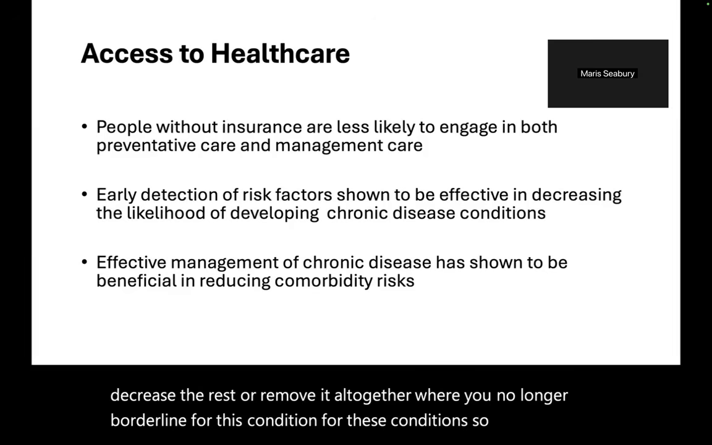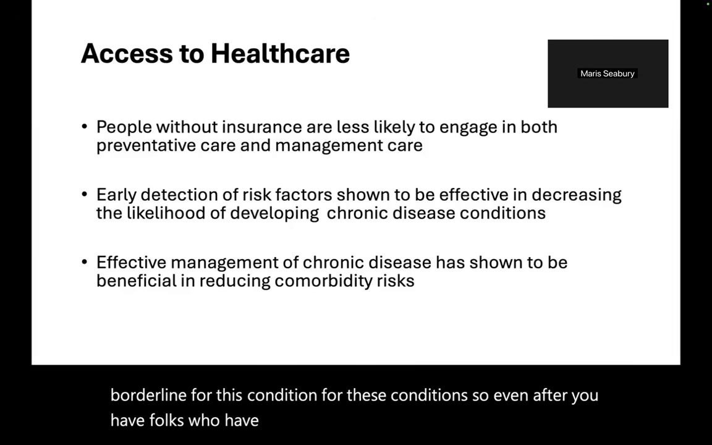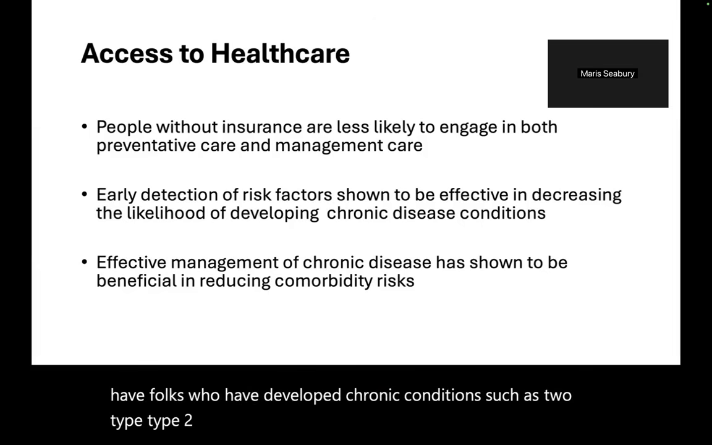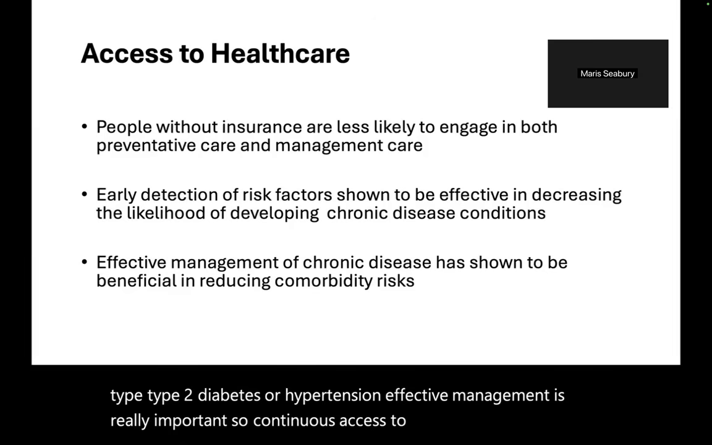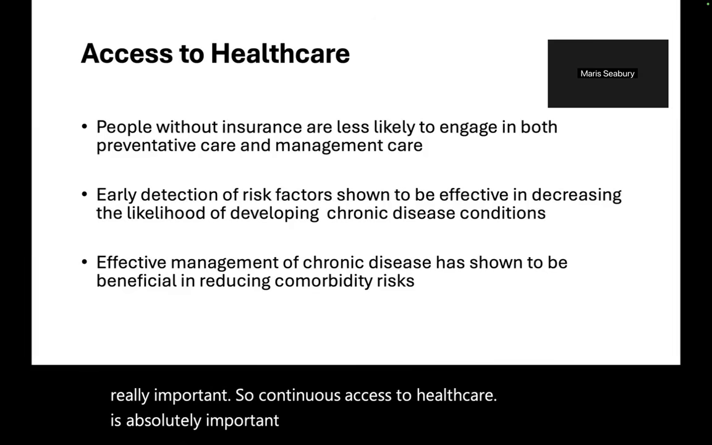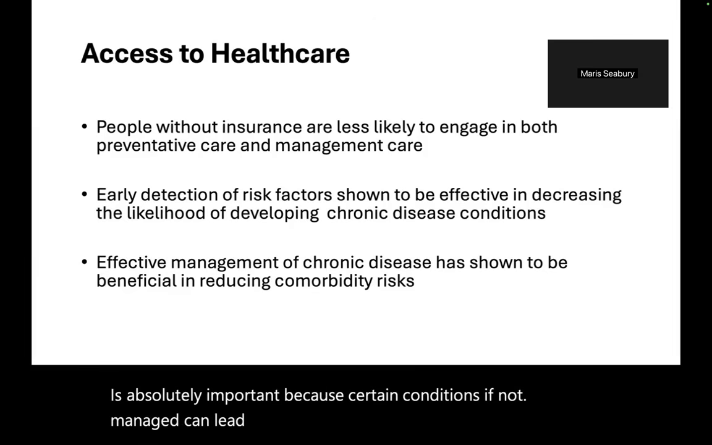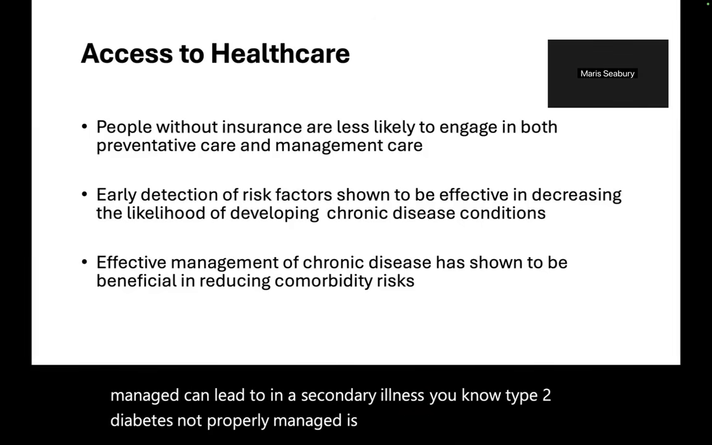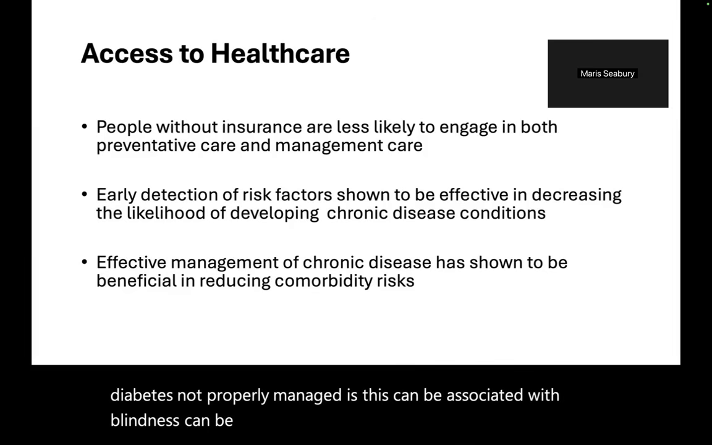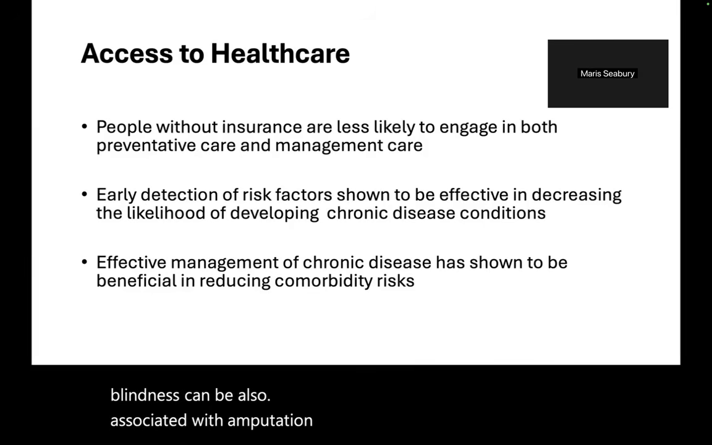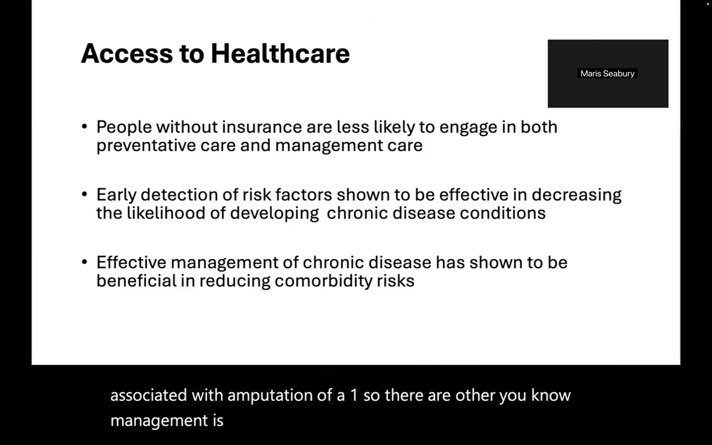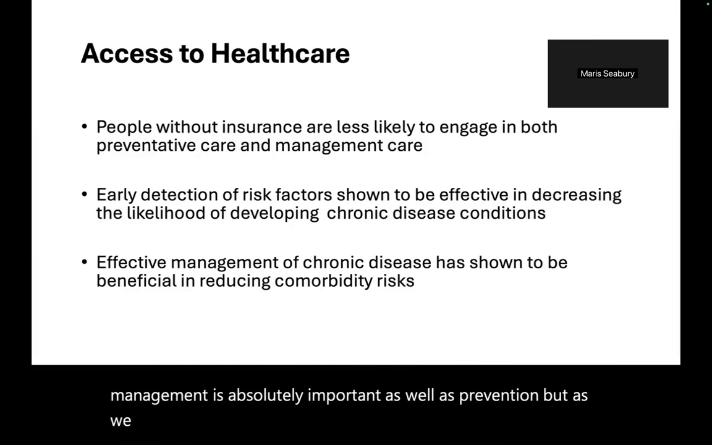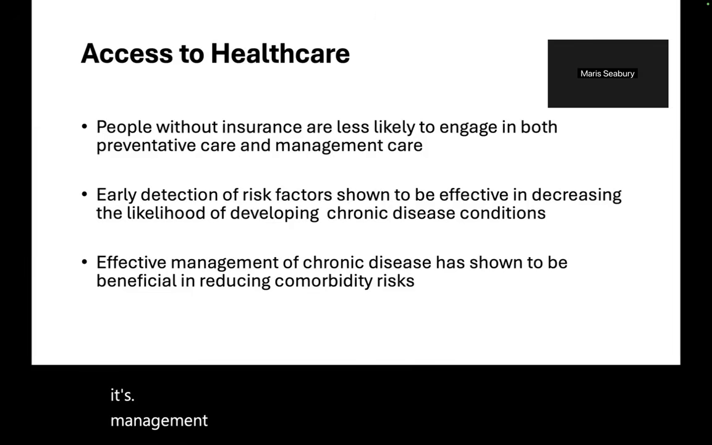So even after folks have developed chronic conditions such as type 2 diabetes or hypertension, effective management is really important. Continuous access to healthcare is absolutely important because certain conditions, if not managed, can lead to a secondary illness. Type 2 diabetes, not properly managed, can be associated with blindness. It is also associated with amputation of a limb. So management is absolutely important as well as prevention. But as we know, a lot of money is not allocated to prevention, rather it's management, especially in our country.